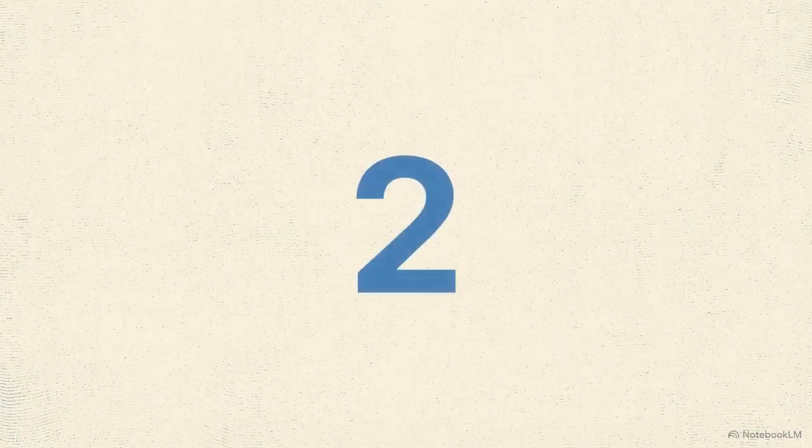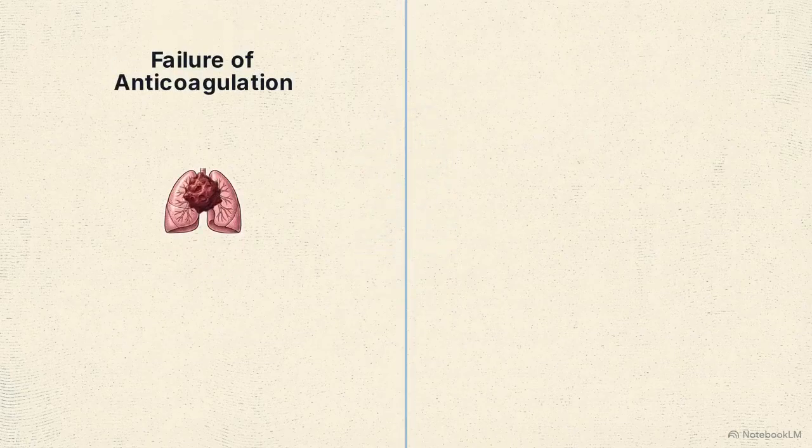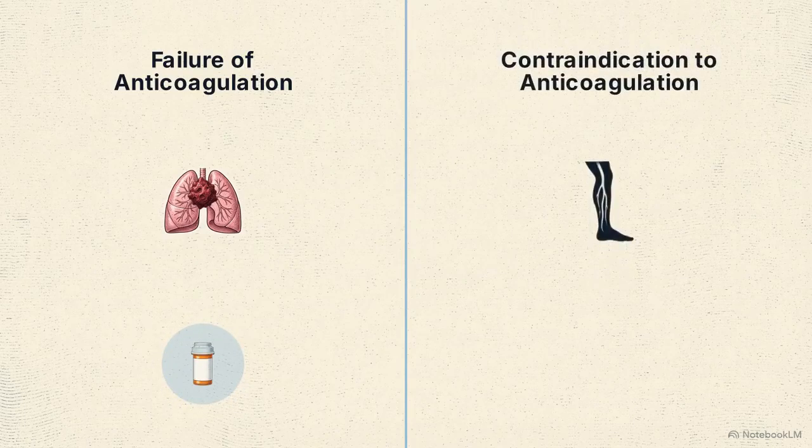There are two absolute clinical indications for this procedure. The first is a proven pulmonary embolism, a sudden, life-threatening blockage in the lung arteries, in a patient who is already on adequate anticoagulation. The second is an active clot in the femoral or iliac veins when the patient has a strict contraindication to blood thinners.